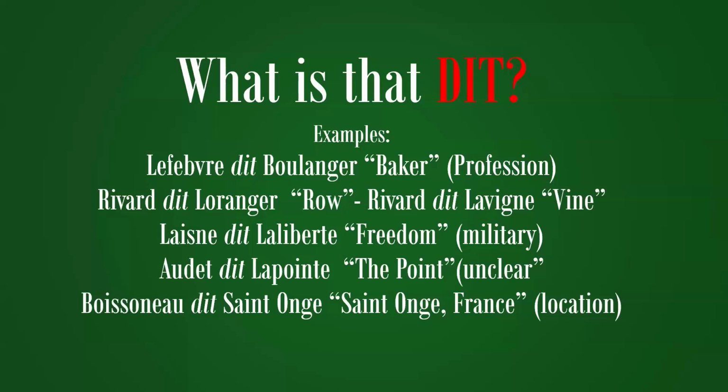Lesnie dit la Liberté means freedom. Audet dit la Pointe, the point. And Boissonneau dit Saint-Onge. Saint-Onge, French, it can be a location. Sometimes you'll see dit Parisien, dit Normand, the sort of thing like that, and it will actually help you identify it.